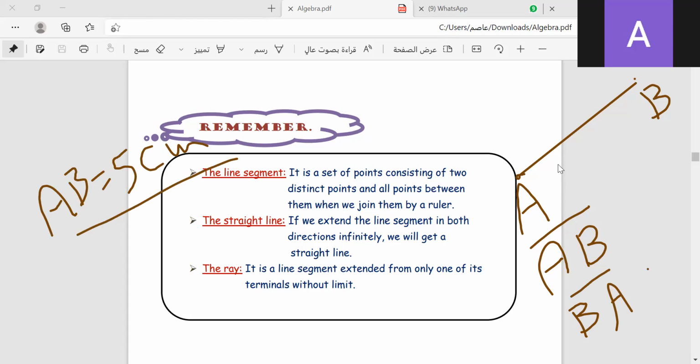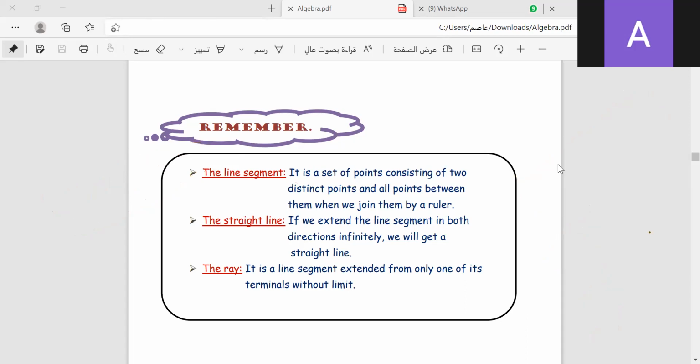So we can say that as definition, line segment is a set of points consisting of two distinct points like A and B, and all points between them when we join them by ruler. Ruler يعني مسطرة. Line segment ممكن نقول بدل الكلام ده كله في ابتدائي بالذات ممكن نقول it has a starting point and ending point. Okay.